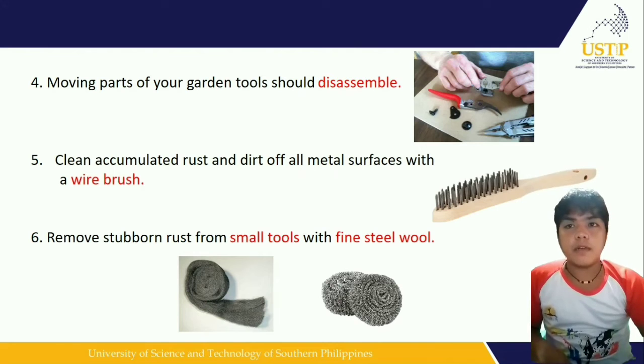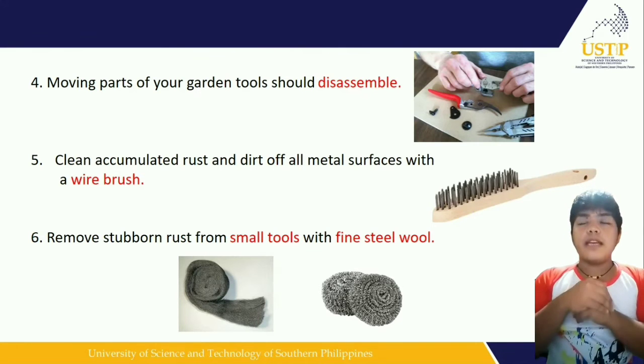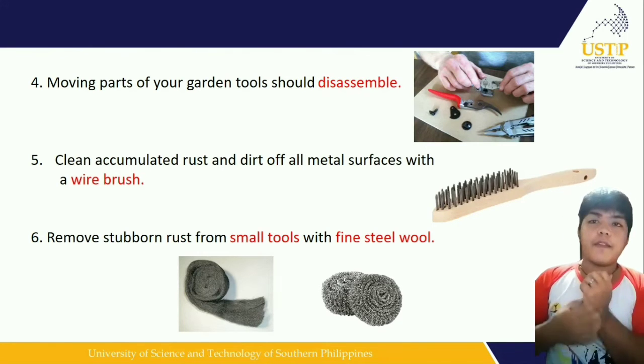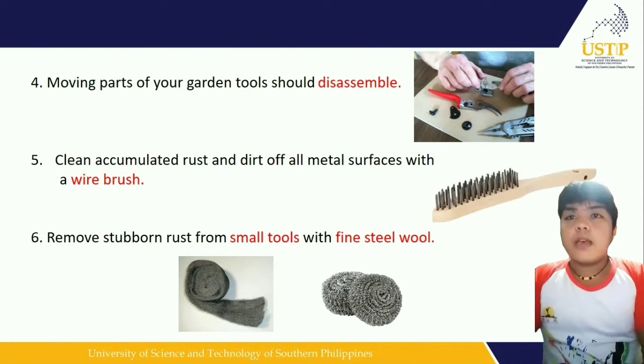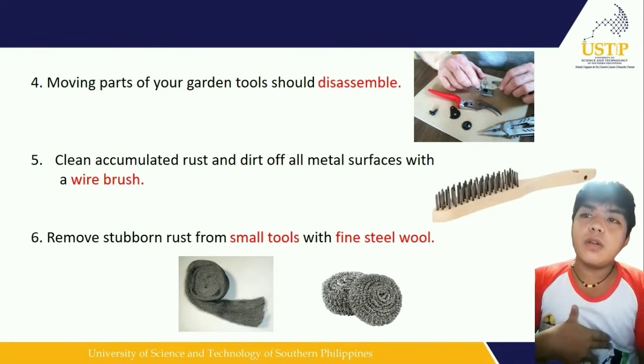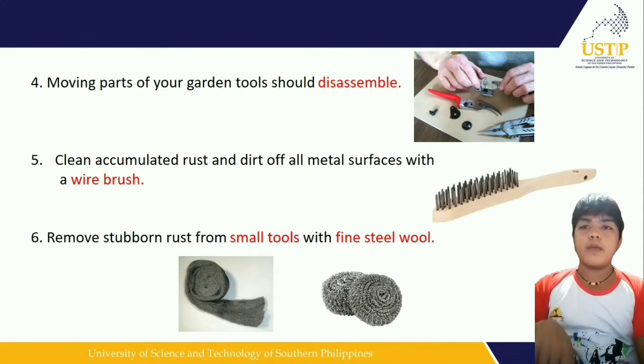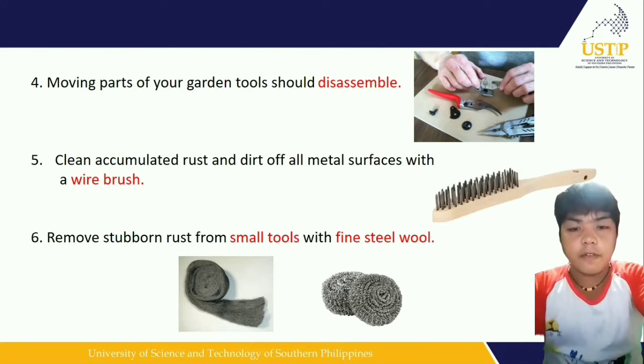Number 6. Remove stubborn rust from small tools with fine steel wool. Steel wool is used as an abrasive in finishing and repair work for polishing wood or metal objects, such as cleaning household cookware, cleaning windows, and sanding surfaces.